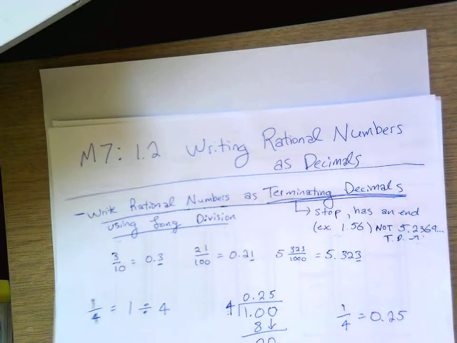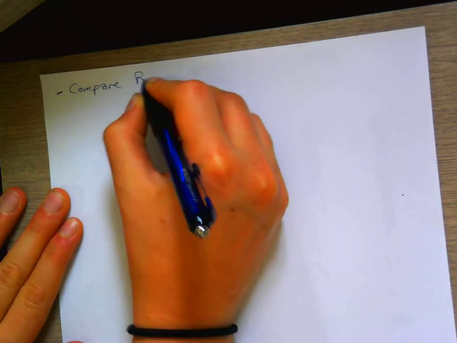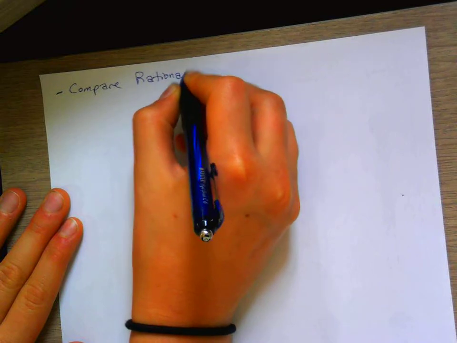Numbers as decimals. We're going to be starting on page 21, right after the technology activity. This first section is called Compare Rational Numbers. In this section, we're going to compare two rational numbers.